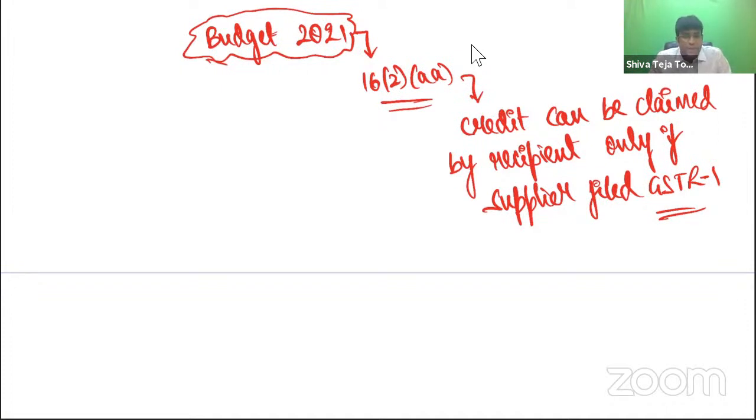Next, another question. For example, ITC showing in 2A is 1,50,000 and in 2B is 1,30,000. So as per rule, I can claim ITC of 1,30,000. What about the balance 20,000? That balance 20,000 you take in the next month. Now, in this month it is coming in 2A but not in 2B. What does that actually mean?